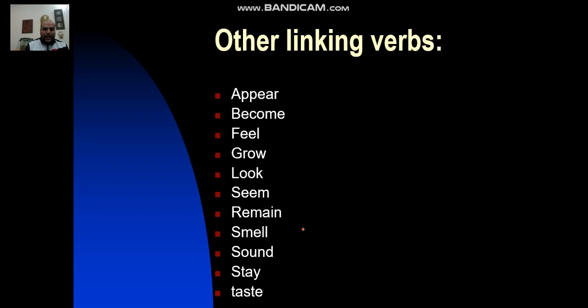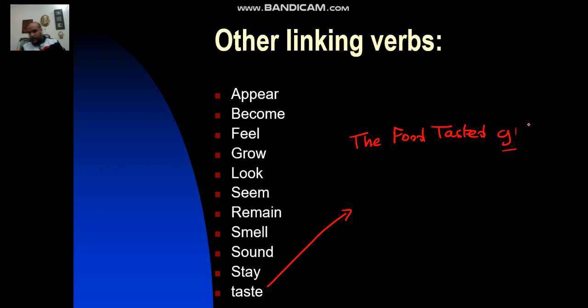Let's take taste as an example. The food tasted great. I cannot write more than that because it stops there. The food tasted great. Does the food taste itself? No, it doesn't. Number one, so it's not an action verb. Number two, is there anyone here making an action? No, there isn't. So it's a linking verb. Number three, I'm going to change tasted with was. The food was good, because tasted is in the past. The food tasted good, so the food was good. Correct. Linking verb.